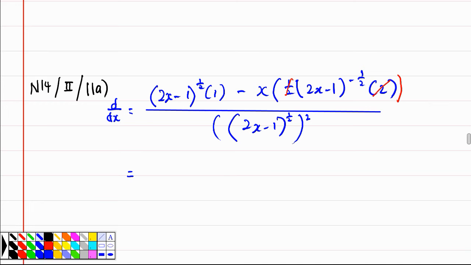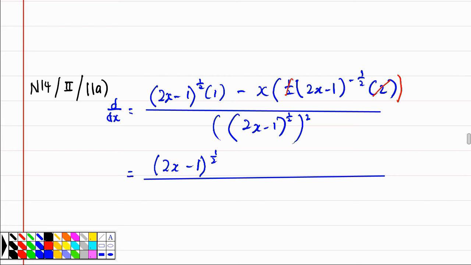Let's draw a long line. So this is 2x minus 1 half minus, let's rearrange. X is in front, 2x minus 1 power minus half. This is 2x minus 1, 1. So far okay? Can you understand this step? So if you do alone, are you able to do it already? Like that, the simplification first.